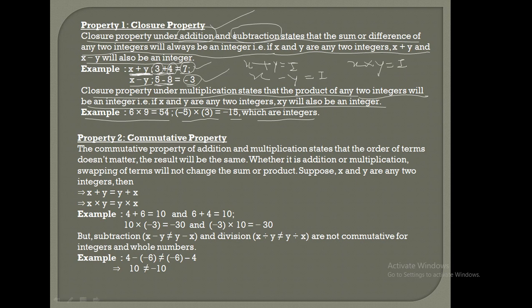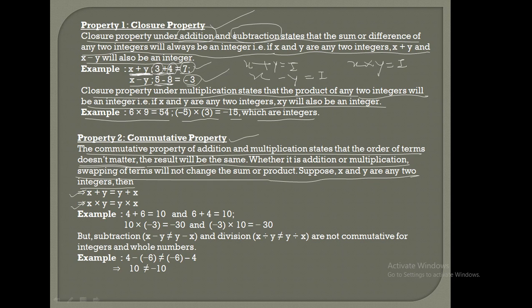Now we will move to the next one, that is commutative property. The commutative property of addition and multiplication states that the order of terms does not matter. The result will be the same, whether it is addition or multiplication. Swapping of terms will not change the sum or product. Suppose x and y are any two integers. Then the first one, x plus y equals y plus x, and the second one, x into y equals y into x.